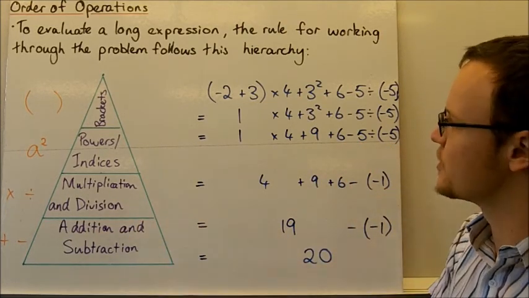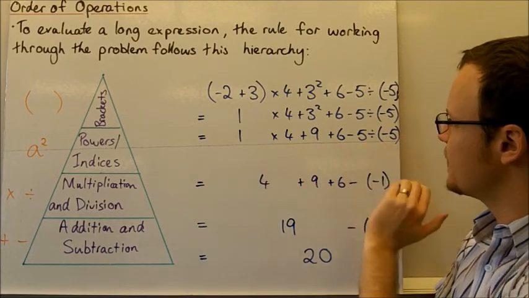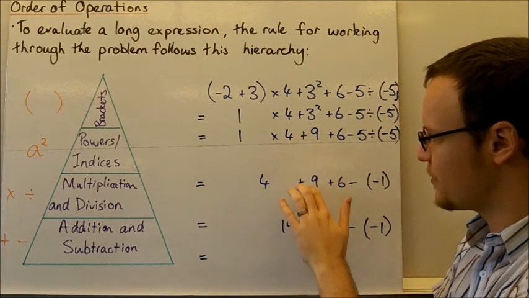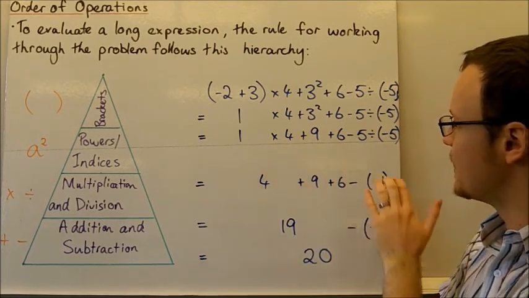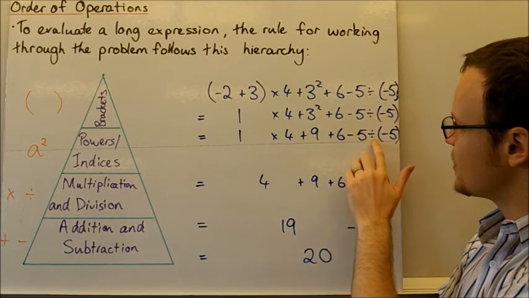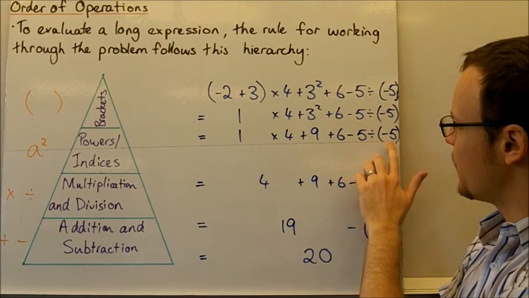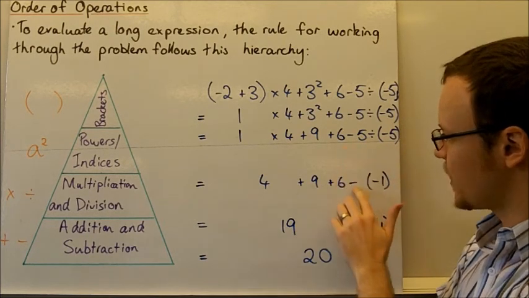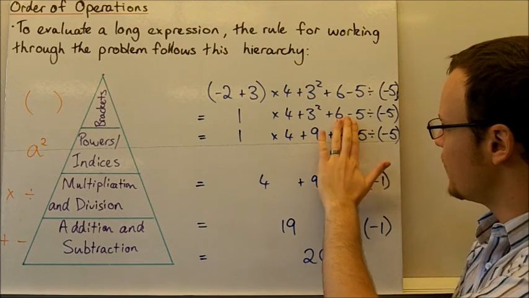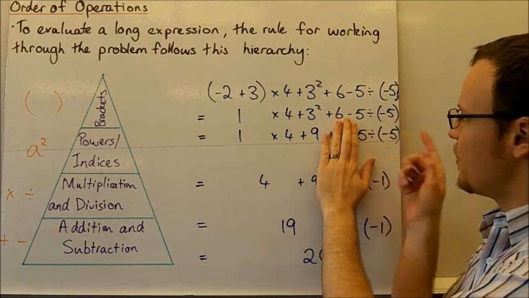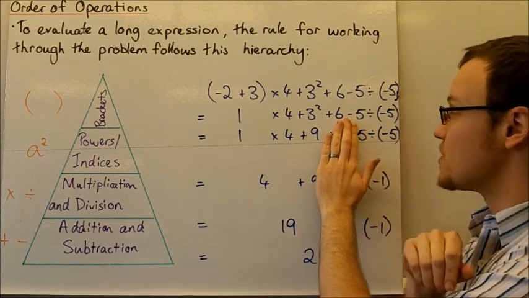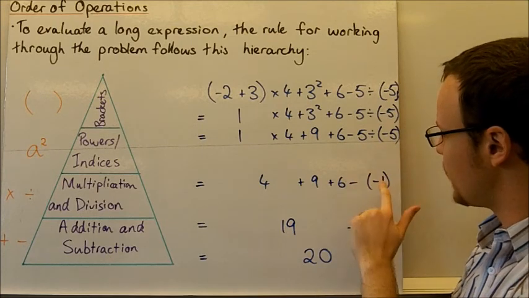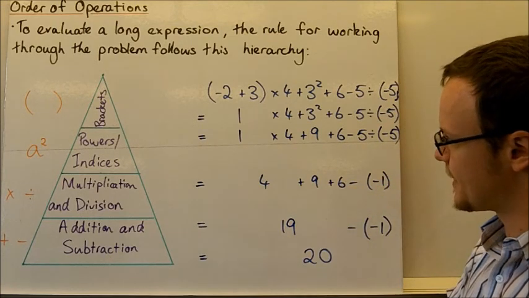Next, we look for multiplication and division. There's one multiply and also a division, so we can do those. 1 times 4 is 4. We leave the plus 9 and the plus 6, and then look at the divide. The divide is 5 divided by -5, a positive divided by a negative. The subtraction stays where it is. 5 divided by 5 is 1, but because it's a positive divided by a negative, it's going to be -1. So we've got subtract -1 there.